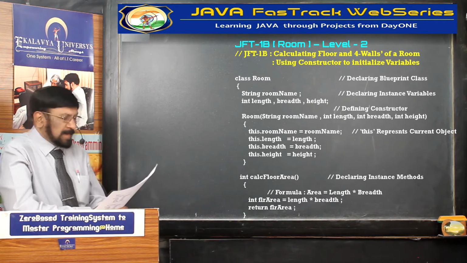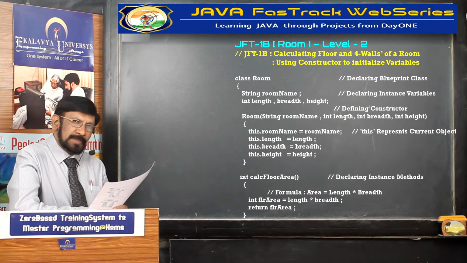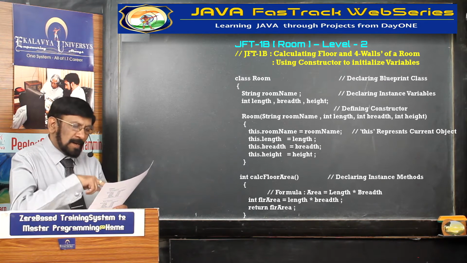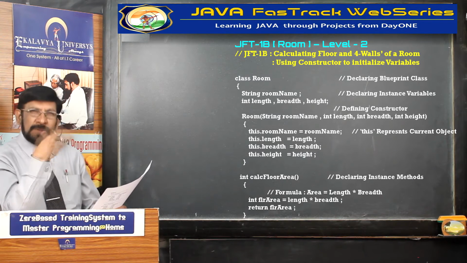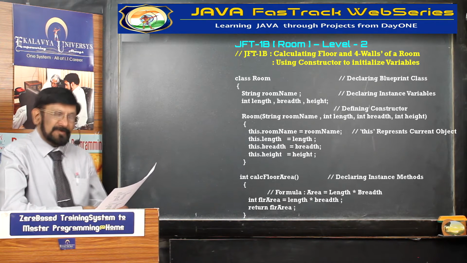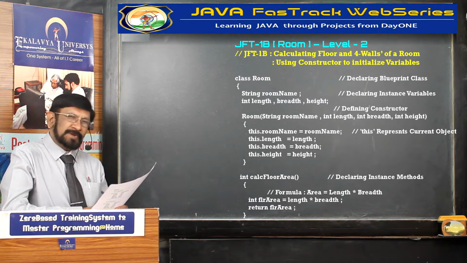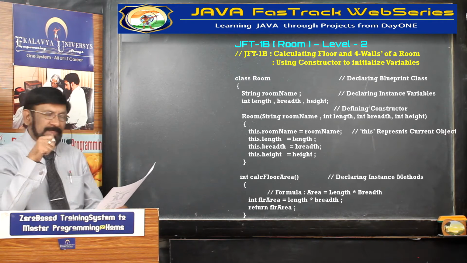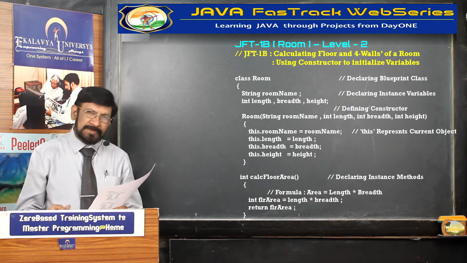Thereafter, calculate floor area. I already explained this in the previous program, and I need not explain again. If you have any doubt, watch the previous program once again. Now here you can find one difference. I am telling you, room is also one type of constructor, one type of method, an initializing method. For that I have given arguments, that is, parameters.